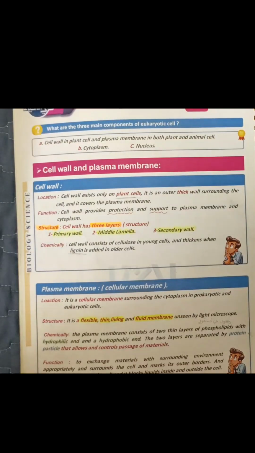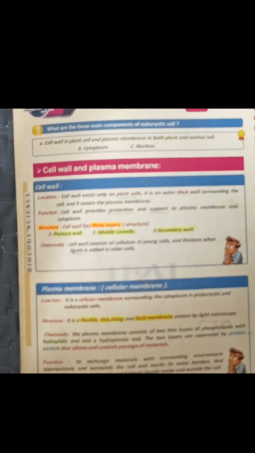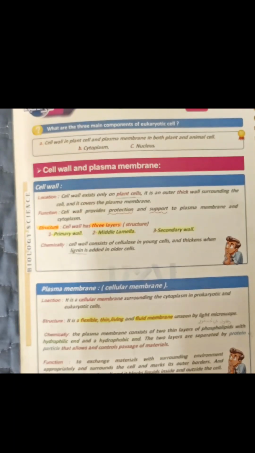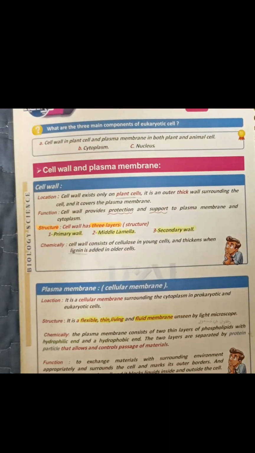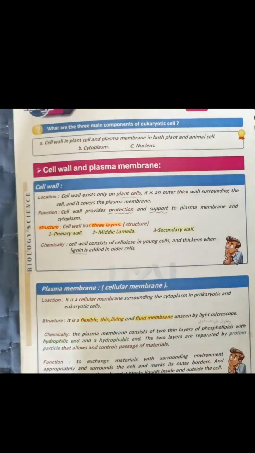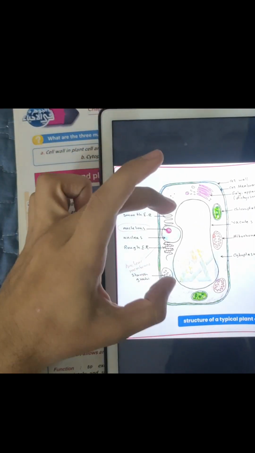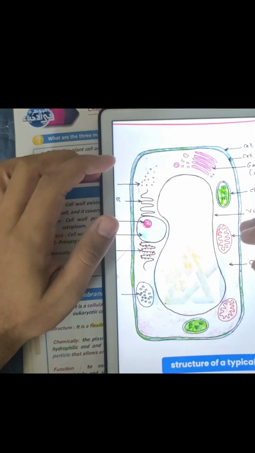Now we go to the last part, which says chemically. Chemically, cell wall consists of cellulose in young cells and thickens when lignin is added in older cells. That's pretty much it. Now let me show you a picture of this so you can understand where a cell wall lies. Let's just zoom in here, right?